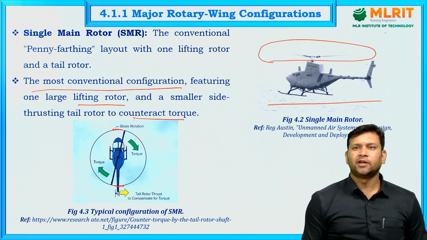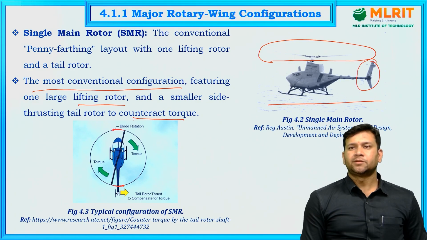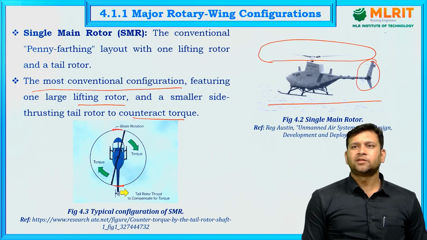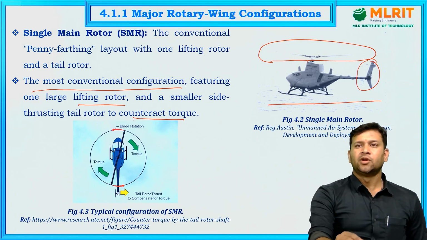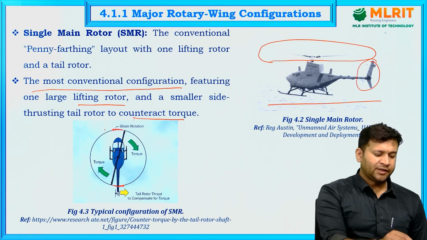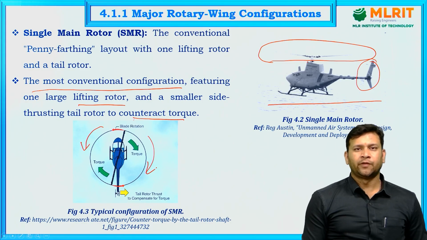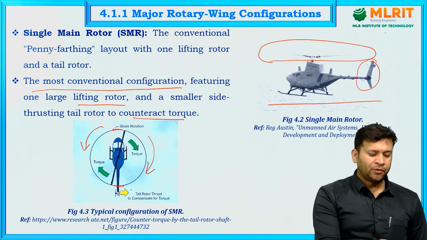You can see there is a single main rotor, and this is a tail rotor, which is to balance the torque created because of the rotating wings. If you see in this figure, the blade rotation is in this direction and the torque is in the opposite direction. Torque will always be in the opposite direction of the blade rotation. So this will push the unmanned aerial vehicle in this direction.